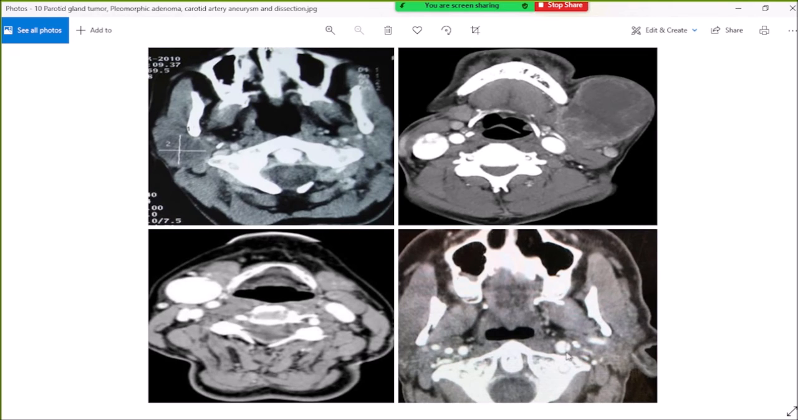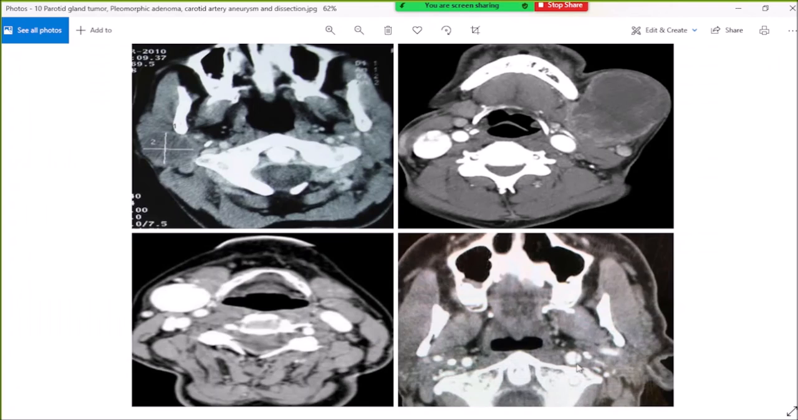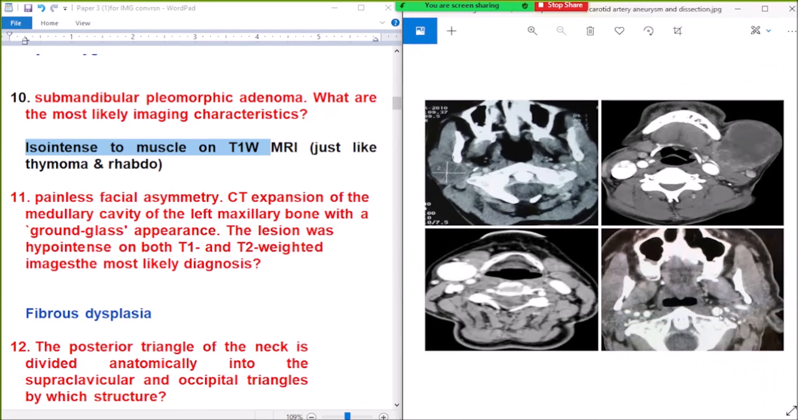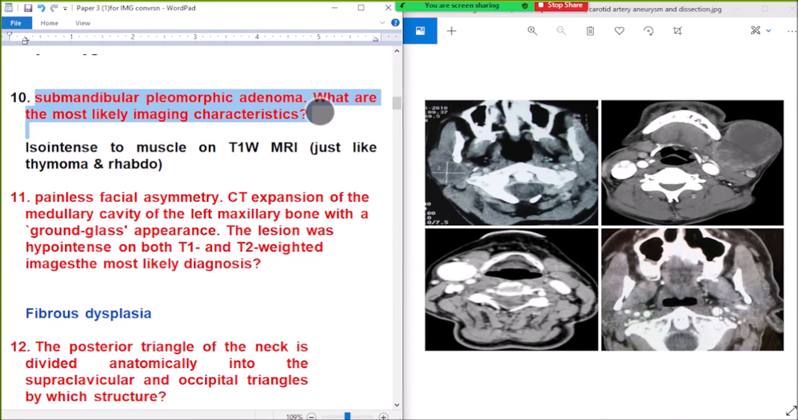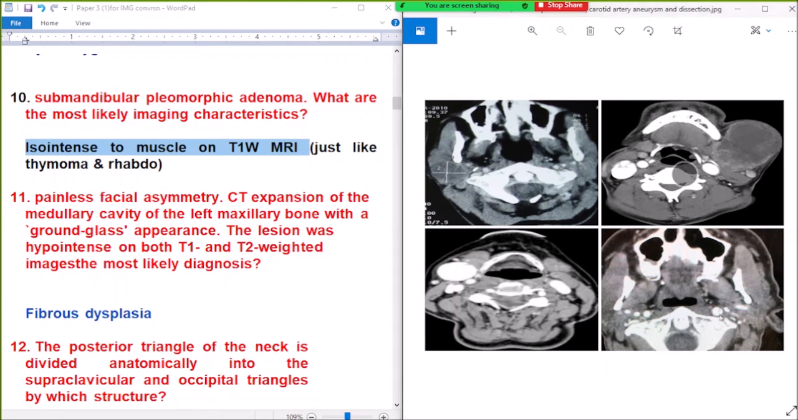So pleomorphic adenoma is isointense to skeletal muscle. Submandibular pleomorphic adenoma: the most likely imaging characteristic is isointense to muscle on T1W MRI. This is a CT scan, but on MRI it is also isointense to muscle, just like thymoma and rhabdomyoma. Thymoma is also isointense to muscle, and rhabdomyoma is also isointense to muscle.